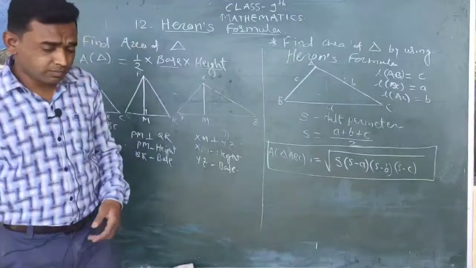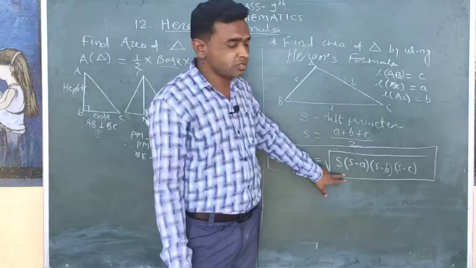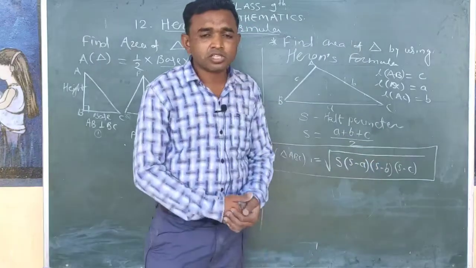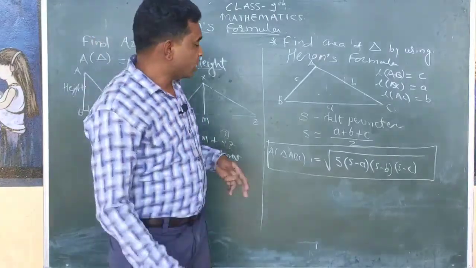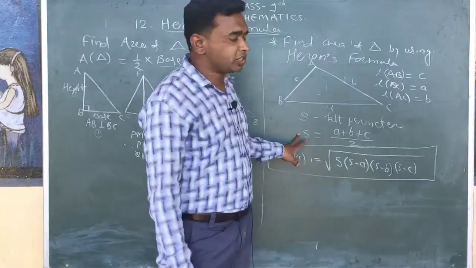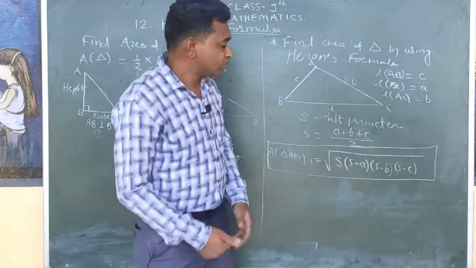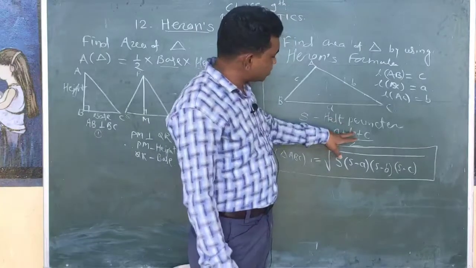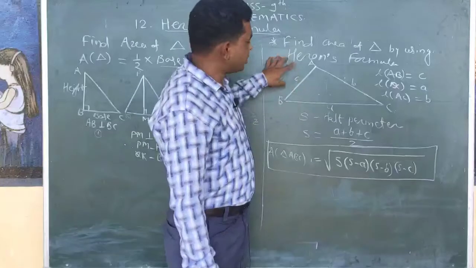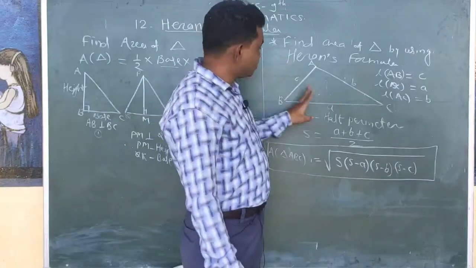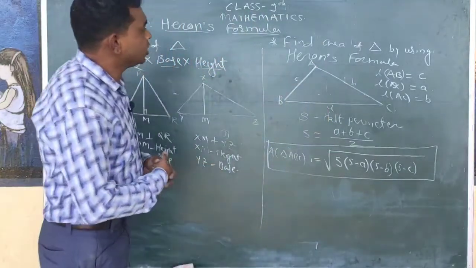So what is the formulation? Area of the triangle ABC is equal to under root of s into s minus a, s minus b, s minus c. Whereas s is the half perimeter. To calculate the half perimeter, we simply add all three lengths of the given sides and divide by 2, that is a plus b plus c upon 2. Whereas a, b, c are the lengths of the sides of the triangle, meaning AB is equal to small c, BC is equal to small a, and AC is equal to small b. So this is our Heron's formula.